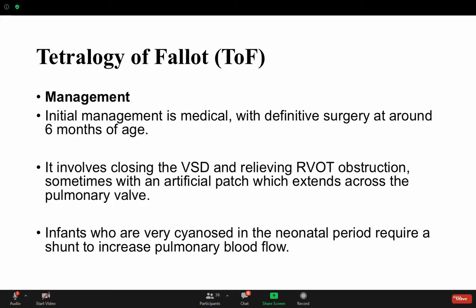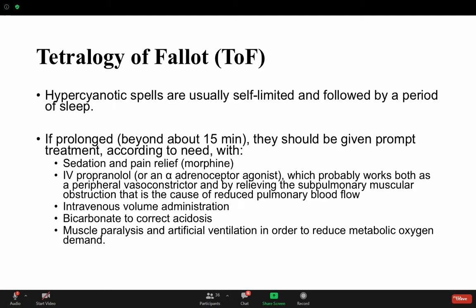Management, initial management is medical, but they would need definite surgery, which is usually done at 6 months. يصححون كل المشاكل اللي عندهم. They will reconstruct the heart. Okay. The infants who are very cyanosed in the neonatal period would require a shunt to increase the pulmonary blood flow. الحين يسوي لهم شنت مؤقتة لين وقت السيرجري. يعني يسوي لهم زي ما PDA، إذا ما كانت كفاية PDA يسوي لهم another shunt to mimic PDA.